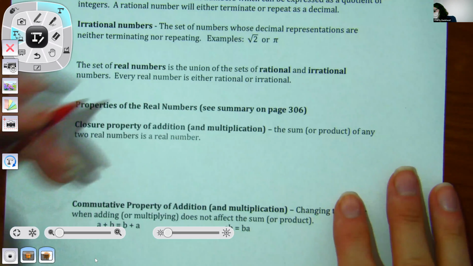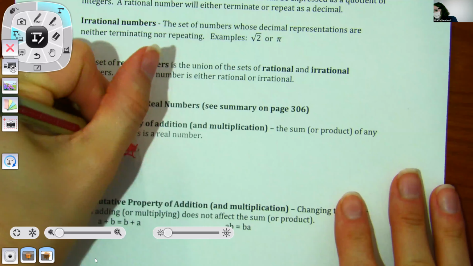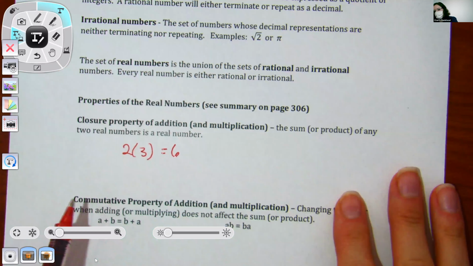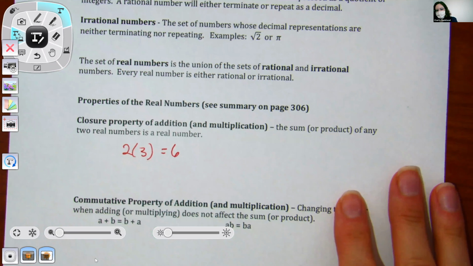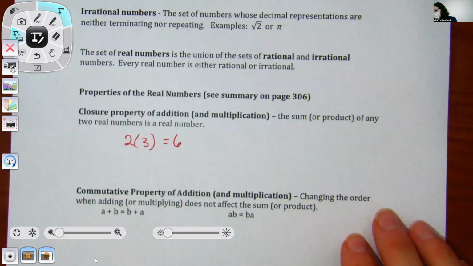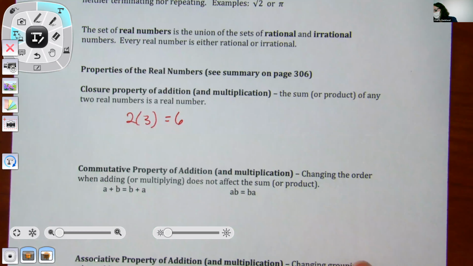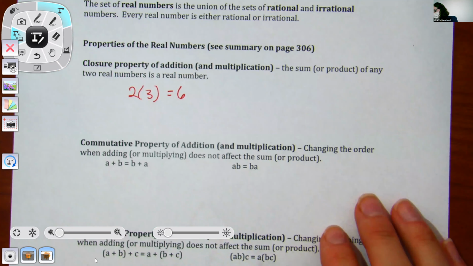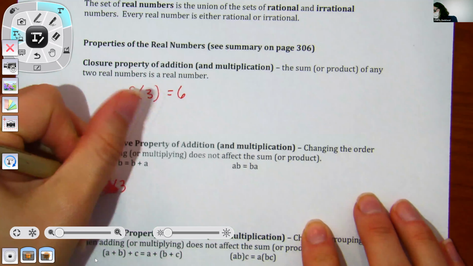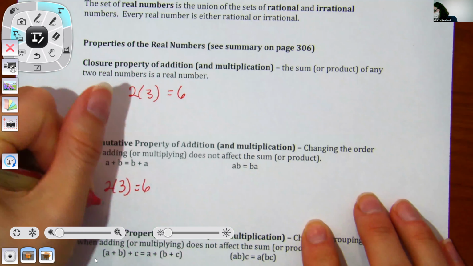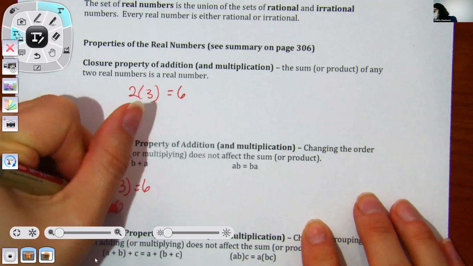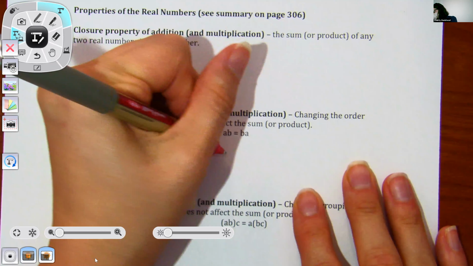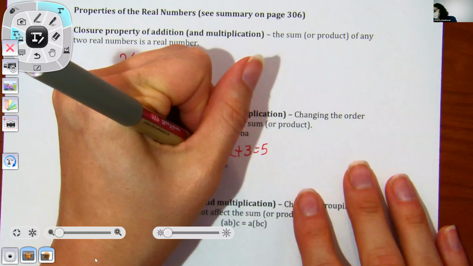So 2 times 3 is 6. That's a real number times a real number equals a real number, right? And then addition and multiplication are both commutative, which means changing the order does not change the answer. So 2 times 3 is 6, and 3 times 2 is also 6. Or 2 plus 3 is 5, and 3 plus 2 is also 5. That's the commutative property.